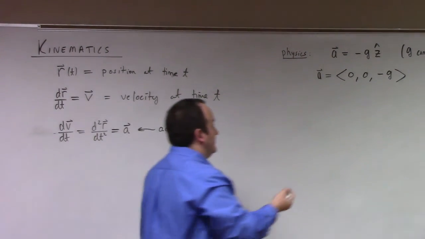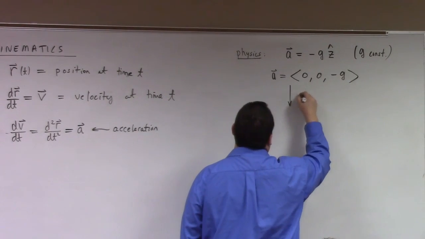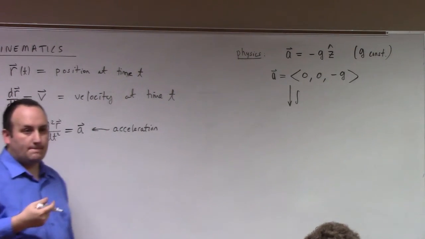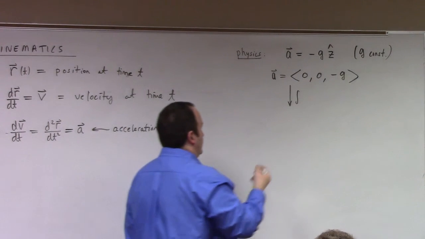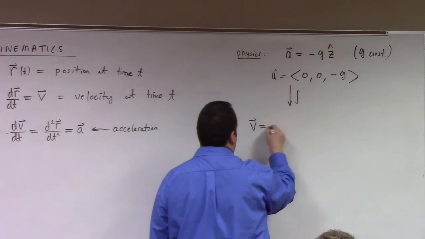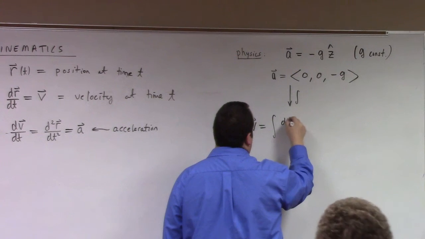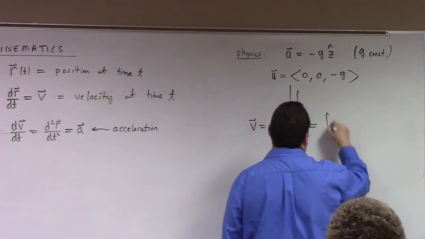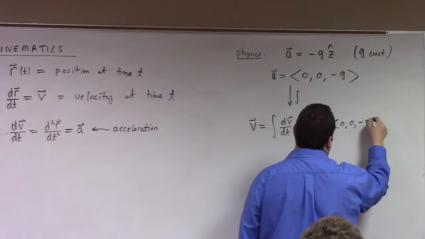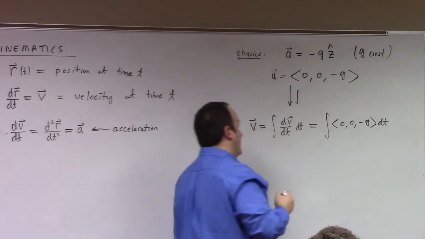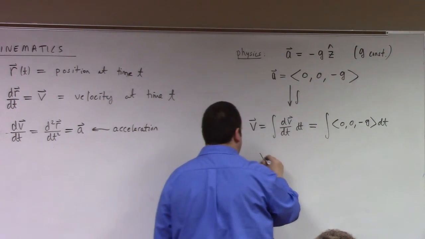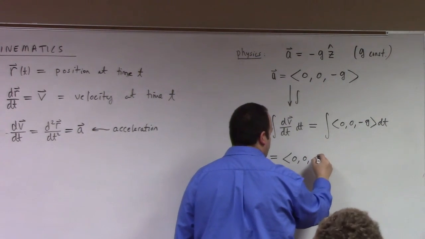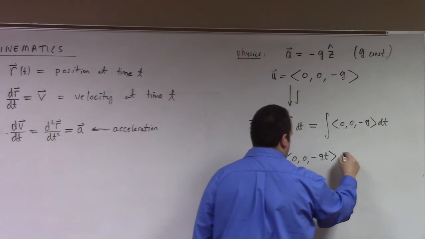Integrate one time. Notice if we integrate that, what do we get? Integrating gives me the velocity. The velocity is equal to the integral of dv/dt, which in this case is the integral of 0, 0, minus g dt. So velocity is equal to 0, 0, minus gt, plus some constant vector, right?